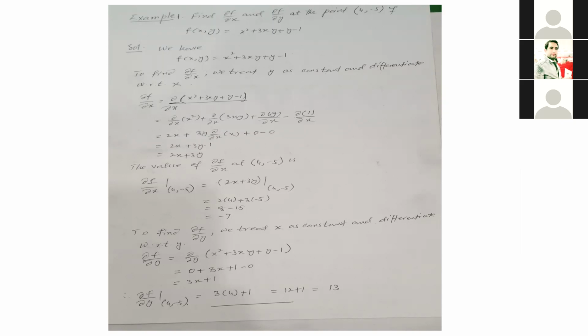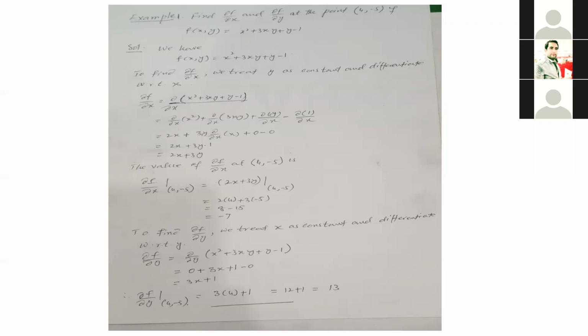3xy. We shall differentiate this term with respect to x, keeping y as constant. So here we have two constants. One is 3 and the other is y. So taking this 3y outside and then differentiate x with respect to x.